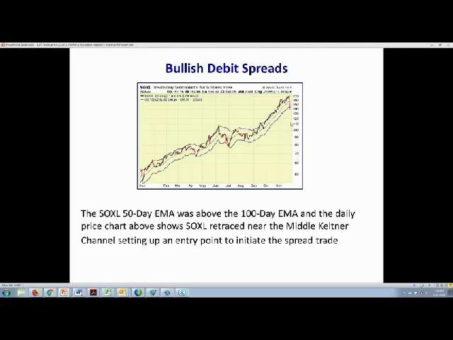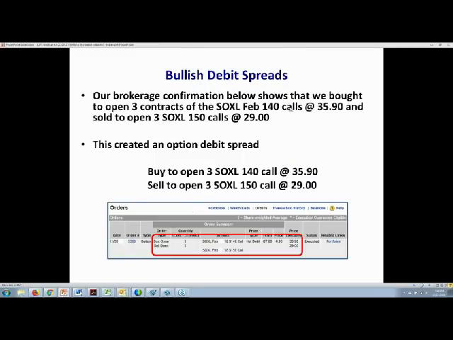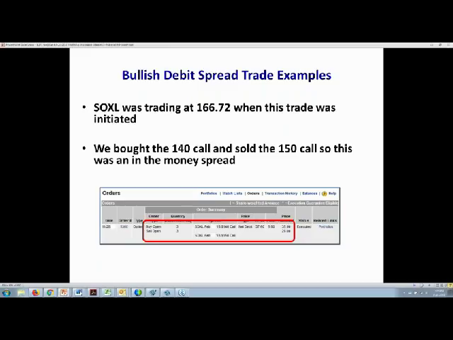So we used prime trade select to select this trade. It was on a 50-day EMA buy signal, retraced towards the lower channel, and that set up an entry point to initiate the simultaneous trade. Our brokerage confirmation shows that we bought to open the 140 strike calls at 35.90, and we sold to open the 150 strike calls at 29. So this created an option debit spread, and both the buy and the sell were done simultaneously.